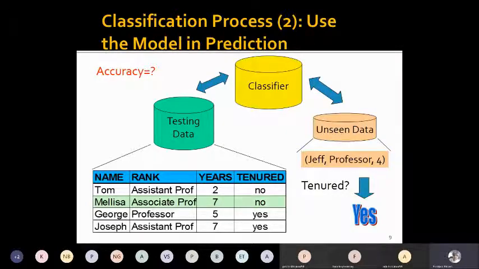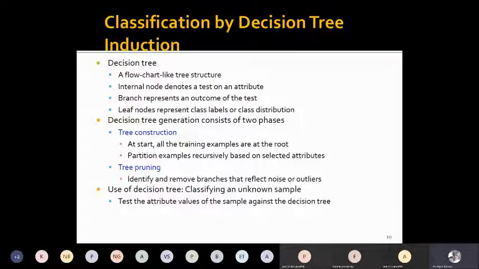And then we can use it for an unknown sample, say for example Jeff, who is a professor and has been working for 4 years, and we can predict using the rule whether he is tenured or not. So this is the very basic notion of classification: I will have a model and I will send a set of test data to see the accuracy, and once the model is accurate enough, we will use it to predict the result for unknown data.